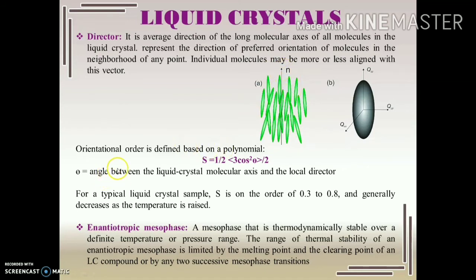The orientational order is defined based on a polynomial which is denoted with capital S, S = ⟨3cos²θ − 1⟩/2, wherein theta is the angle between the liquid crystal molecular axis and the local director, meaning the angle between the director and the direction to which the molecule is aligned.